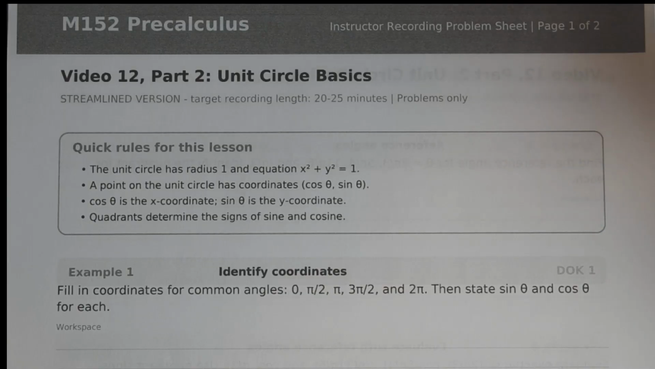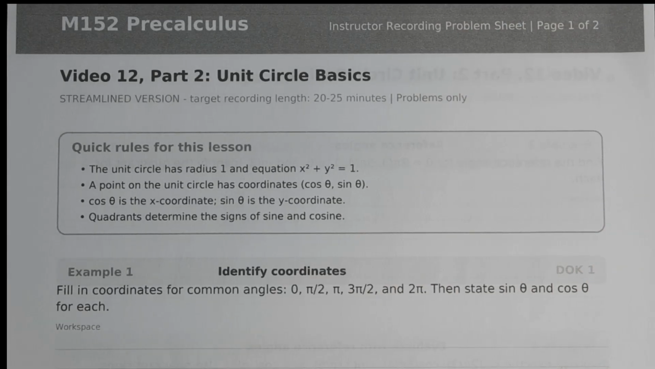Okay. So the main idea is this: on the unit circle, cosine comes first because it is the x coordinate, and sine comes second because it is the y coordinate. That's the big idea, right?